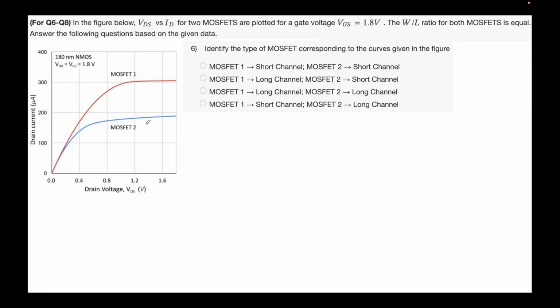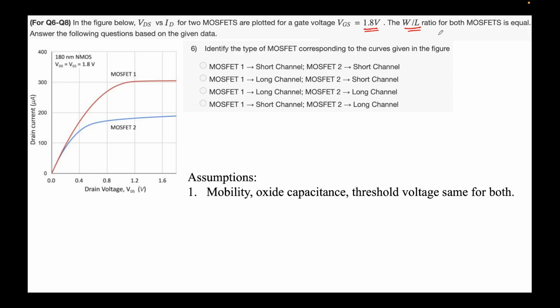So this is a problem with regards to that. We are given output characteristics, VDS versus ID, for two MOSFETs. Both have the same VGS at 1.8 volts. W by L is the same for both. Now we are required to identify which is the short channel and which is the long channel. Okay, so let's do that. What are the assumptions that I'm making for both of them?